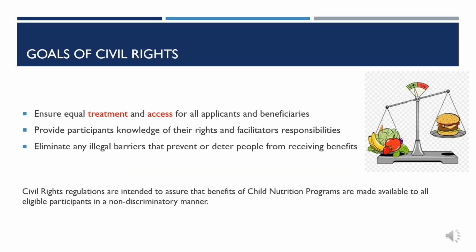The objectives of civil rights are to ensure equal treatment and access for all applicants and beneficiaries, to provide participants knowledge of their rights and facilitators knowledge of their responsibilities, and to eliminate any illegal barriers that prevent or deter people from receiving benefits. Civil rights regulations are intended to assure that benefits of the child nutrition programs are made available to all eligible participants in a non-discriminatory manner.